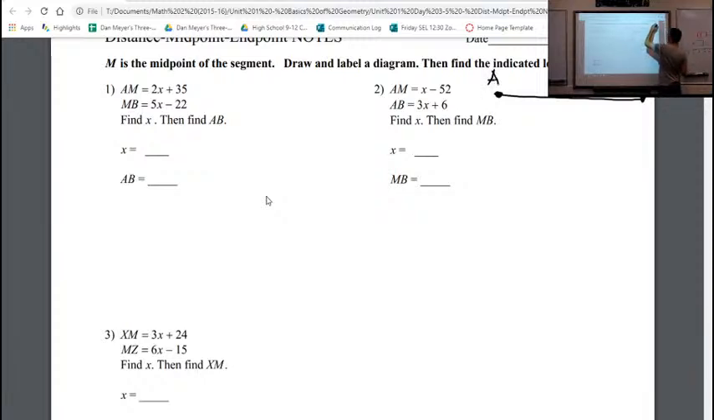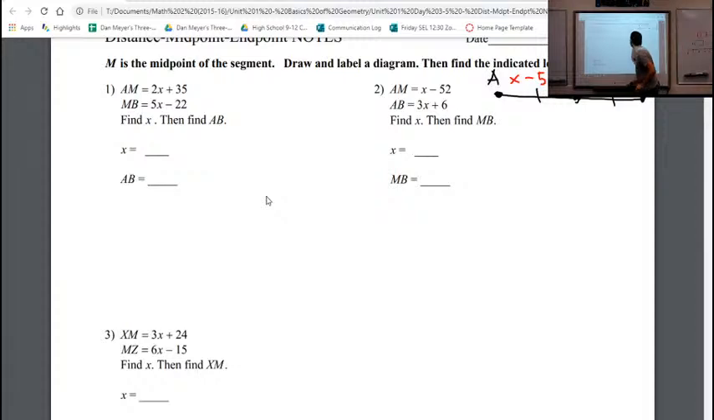Remember, we have A and B, and we have M as our midpoint, which means that these two pieces have to be the same. Now let's label the diagram. This one's going to be a little bit different, so be careful. A to M is x minus 52. Here's A to M.